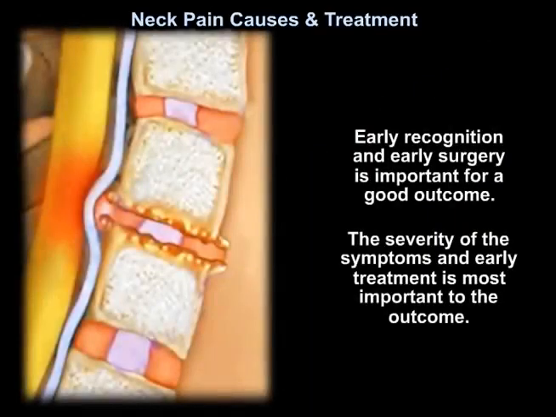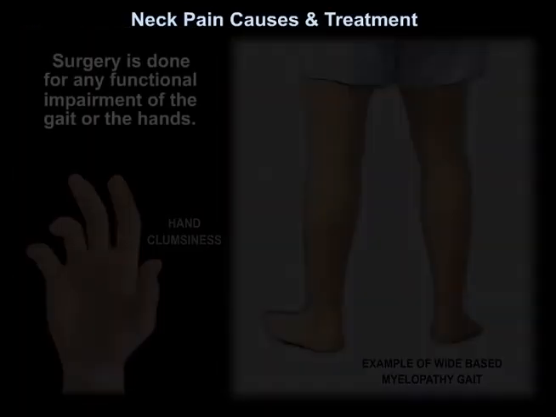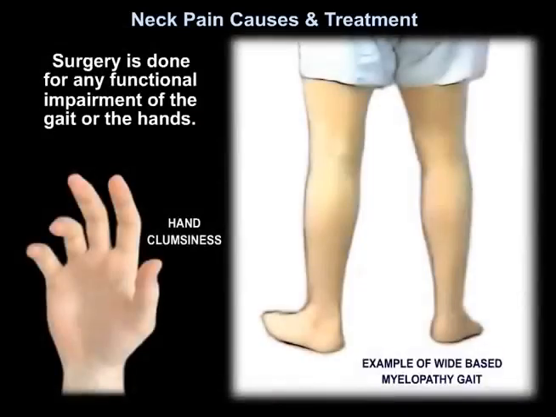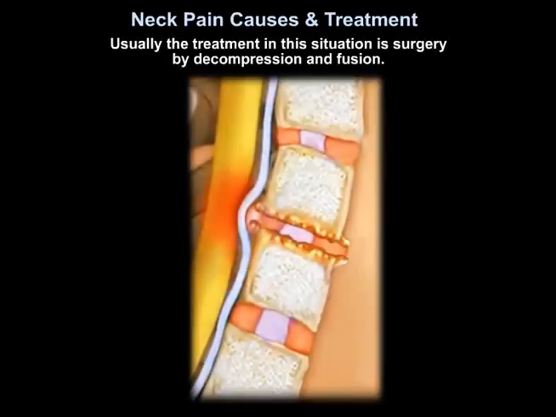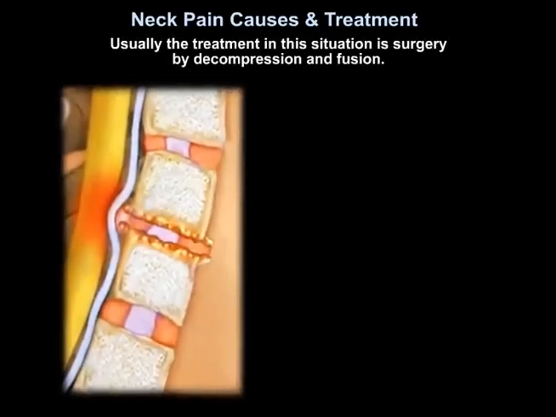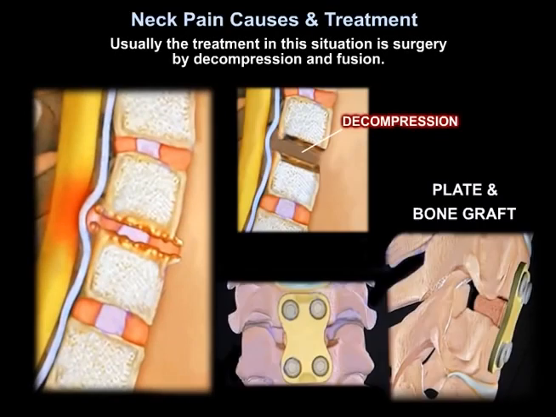Early recognition and early surgery is important for a good outcome. The severity of the symptoms and early treatment is most important to the outcome. Surgery is done for any functional impairment of the gait or the hands. Usually the treatment in this situation is surgery by decompression and fusion.